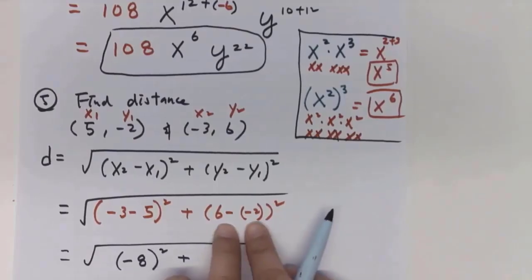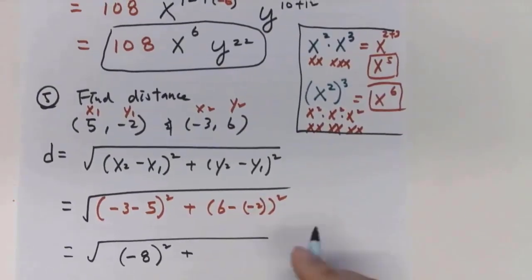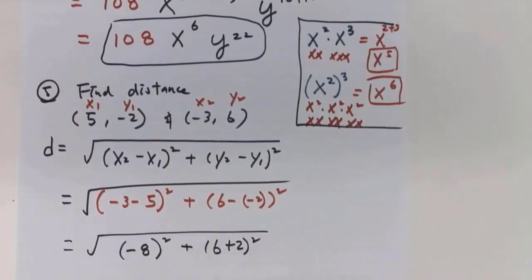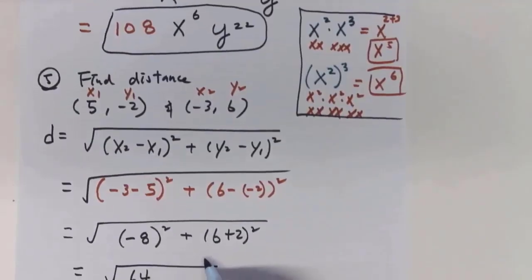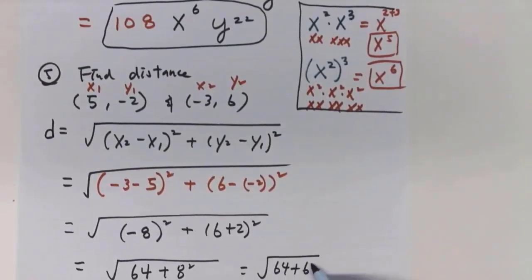Plus, what do we have here? 6 minus a negative 2 is, negative times negative is positive, so it means 6 plus 2 is 8 also. So negative 8 squared is positive 64. And then 2 plus 8, so you have the 8 squared again, so it's going to be 64 plus 64, which is going to give me 128.